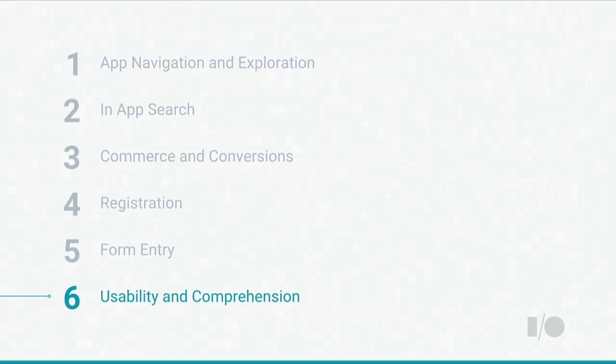Then lastly, let's look at usability and comprehension. These are those small things that you can do that we saw in our studies throughout the app to make a more seamless experience for users. It can be critical for ensuring a good user experience and not having users get stuck or abandon their experience at any point.